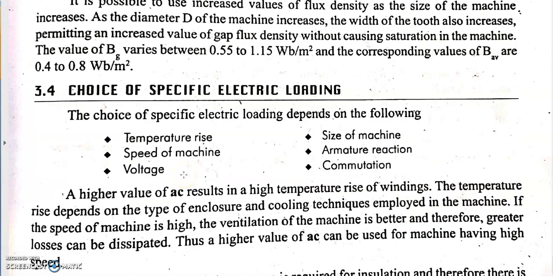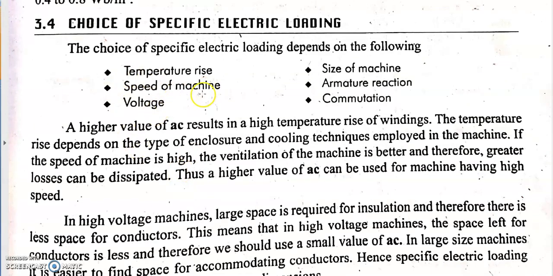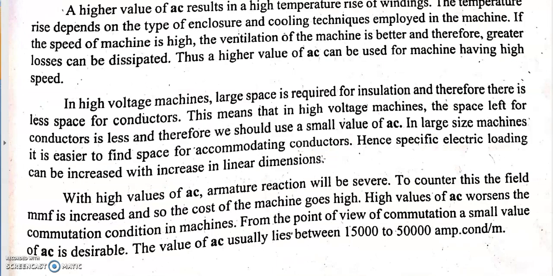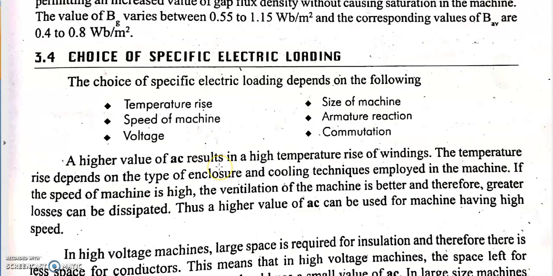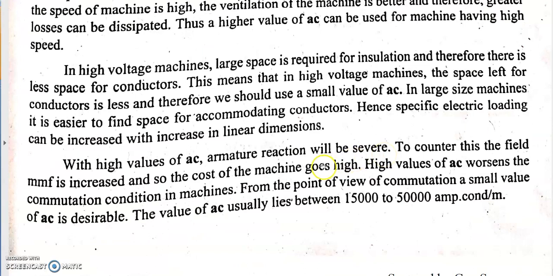The choice of specific electric loading depends on temperature rise, speed of the machine, voltage, size of the machine, armature reaction, and commutation. Here again, the Ac value, the specific electric loading, matters because armature reaction and the like depend upon the specific electric loading. This point was already discussed for a DC machine. It will be between 15,000 to 50,000 ampere conductors per meter.